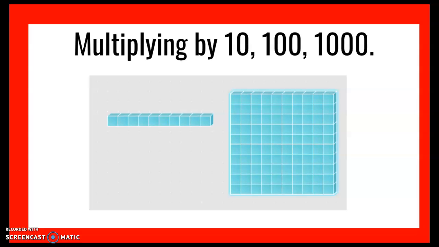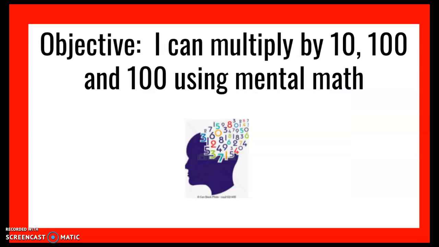Today we're going to be working on multiplying by 10, 100, and 1000. And we're going to use base 10 blocks to help us understand why when we multiply, we can do it in our head much easier than we can on paper using a pencil. So our objective today is I can multiply any number by 10, 100, and 1000 using mental math.